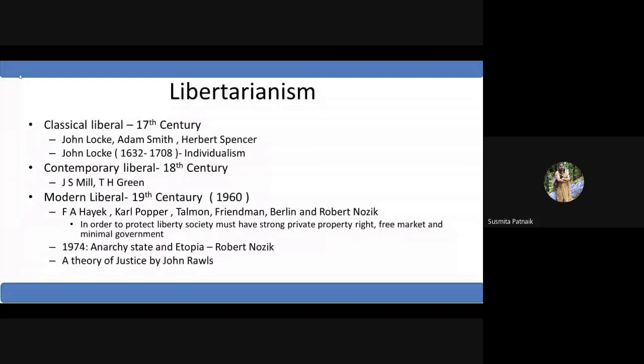So why did this happen? Because after 1945, after the end of the Second World War, there was a proliferation of the capitalist state. As there was a proliferation of the capitalist state, the capitalist state wanted to own the market of the whole world.